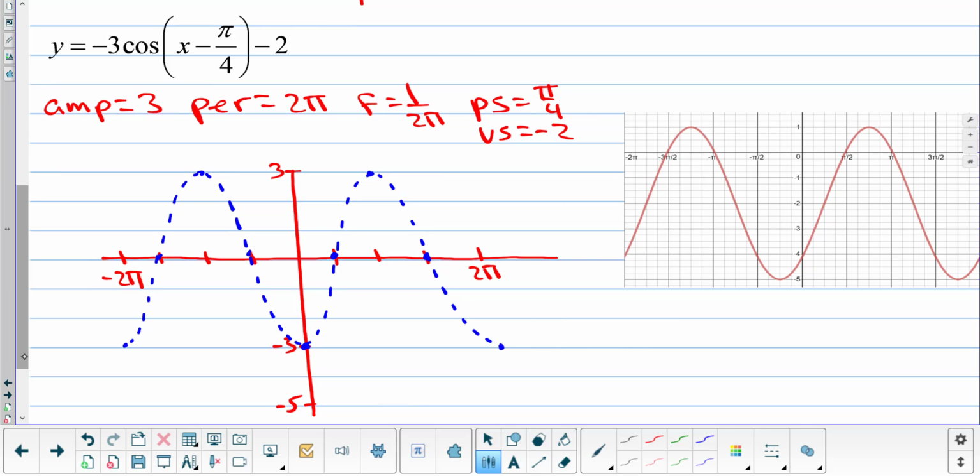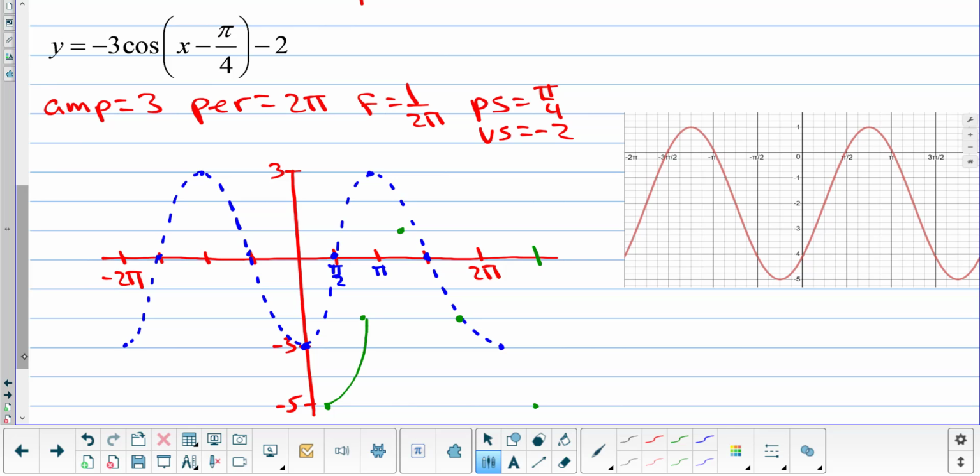I need to move this pi over 4 to the right and down 2. So this would be pi, this is pi over 2. So everything moves right a half and down 2. Right a half and down 2, right a half and down 2, right a half and down 2.